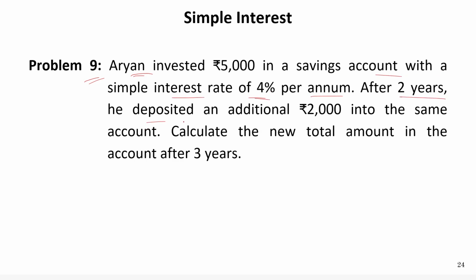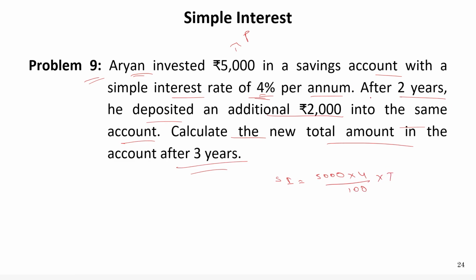After 2 years, he deposited an additional 2,000 into the same account. Calculate the new total amount in the account after 3 years. So this much is the principal amount. Simple interest is 4%. So SI is equal to 5,000 into 4 by 100 into T, right?